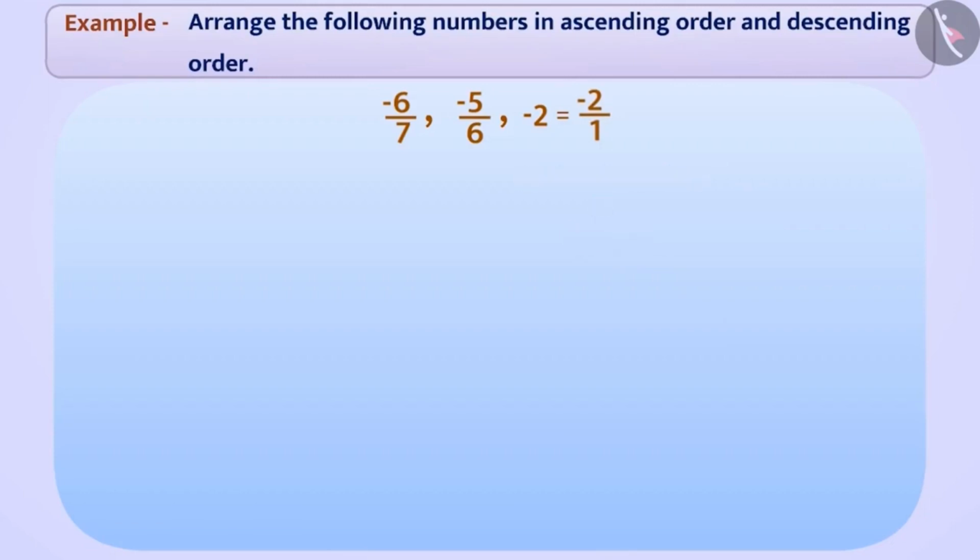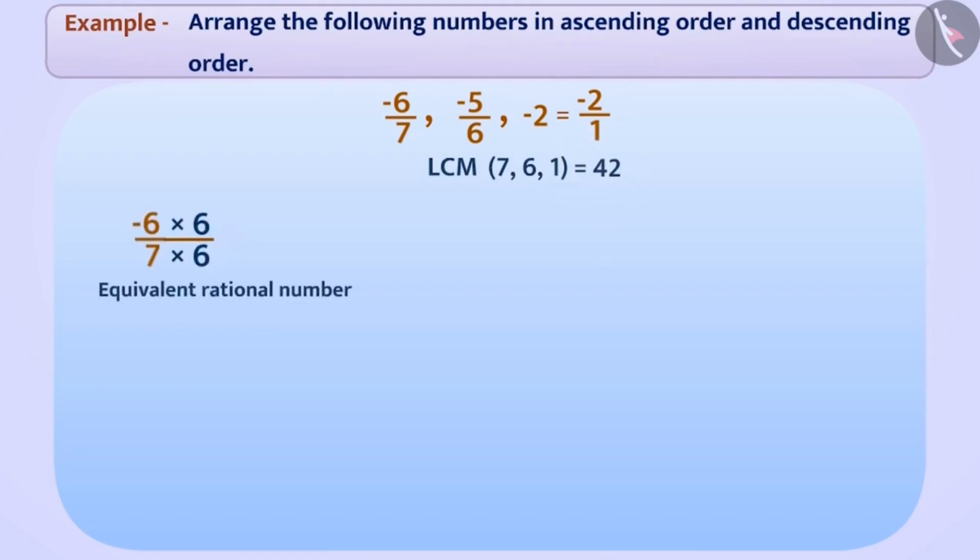Although we can compare them by taking a pair of two, with the use of LCM, we can compare them all together. Let's understand this. Here, the denominators of -6 by 7, -5 by 6 and -2 by 1 are 7, 6 and 1 respectively. Their LCM is 42. Therefore, we will find the equivalent rational numbers of the three rational numbers whose denominators will be 42. By multiplying the numerator and denominator of -6 by 7 with 6, we will get their equivalent rational number as -36 by 42.